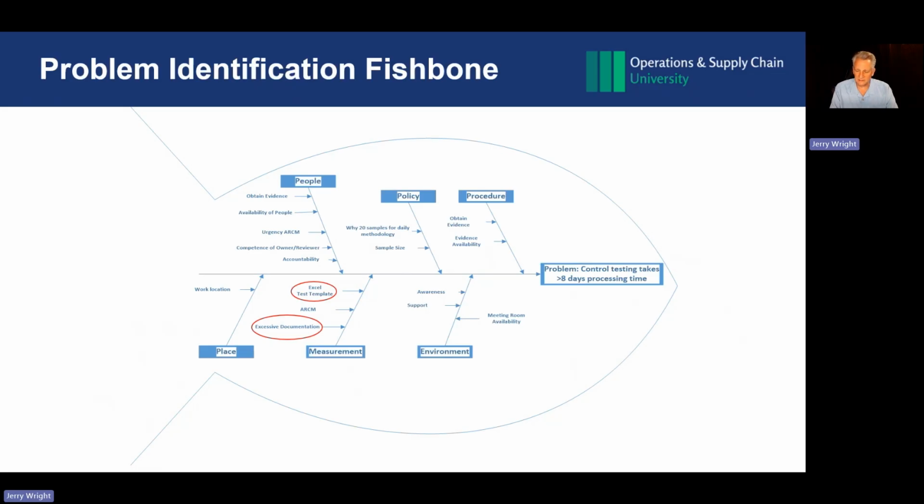This one, one of my students said, had this problem that control testing that he was doing takes more than 8 days to accomplish. Now, because this is a transactional type of problem, he actually did the people, policy, procedure, place, measurement, and environment. And interestingly enough, both of his things, he said, were the Excel test template is challenging and there's excessive documentation in the measurement of control testing. So those were the 2 key items that he wanted to discuss.